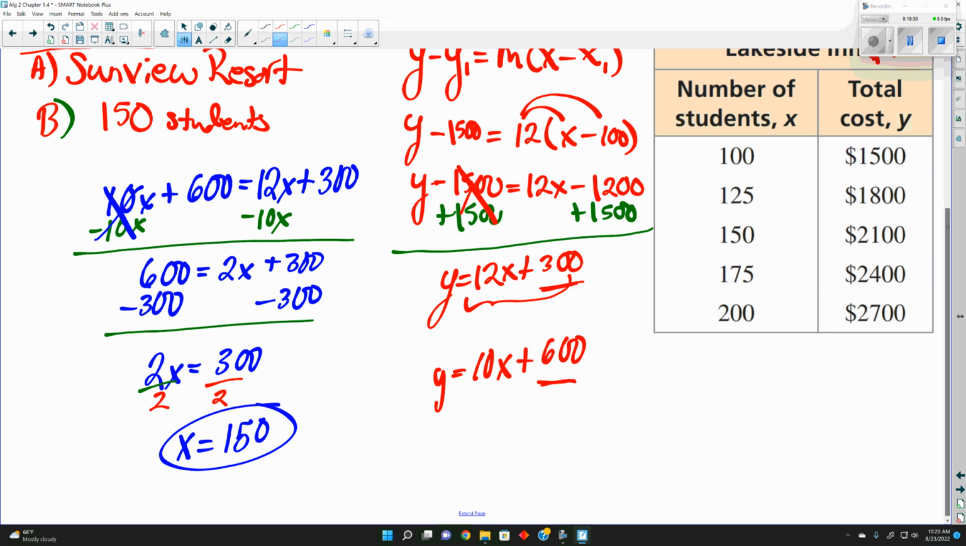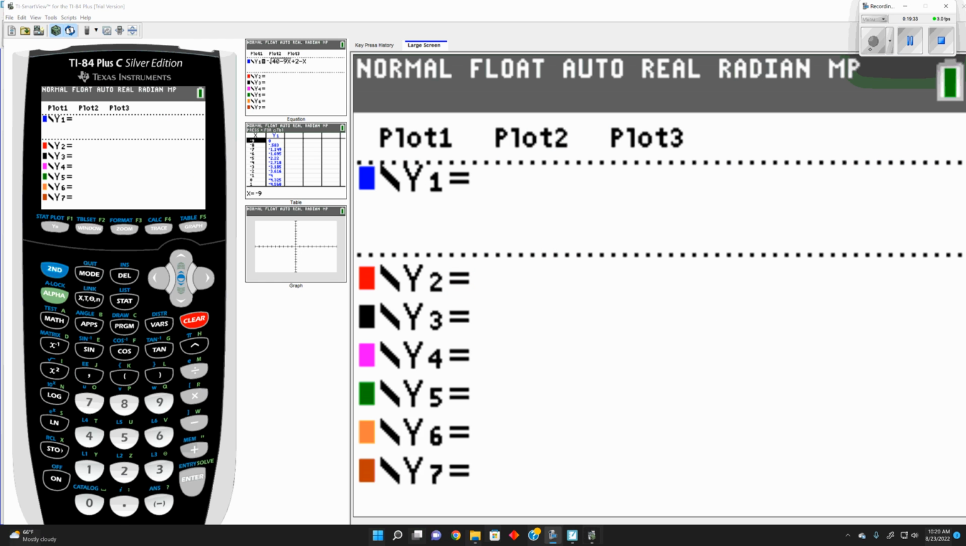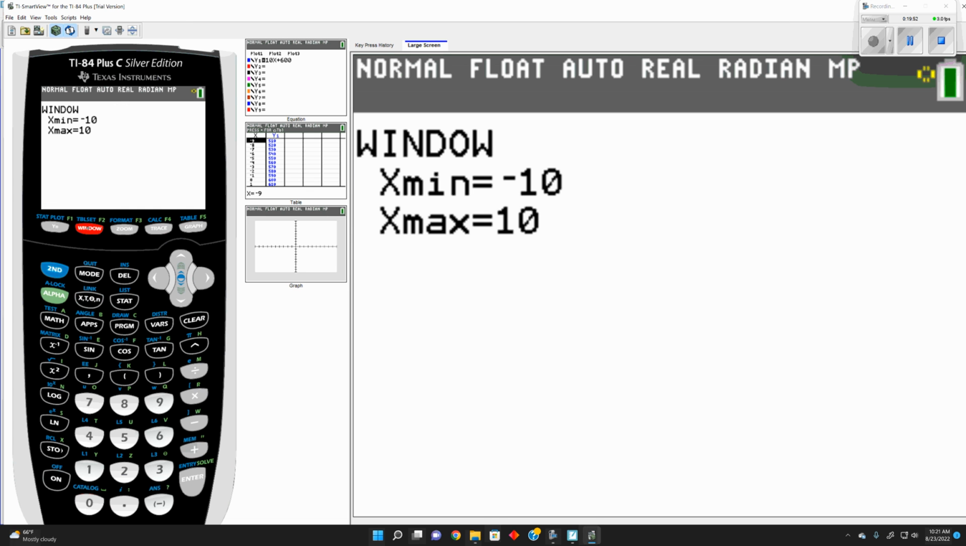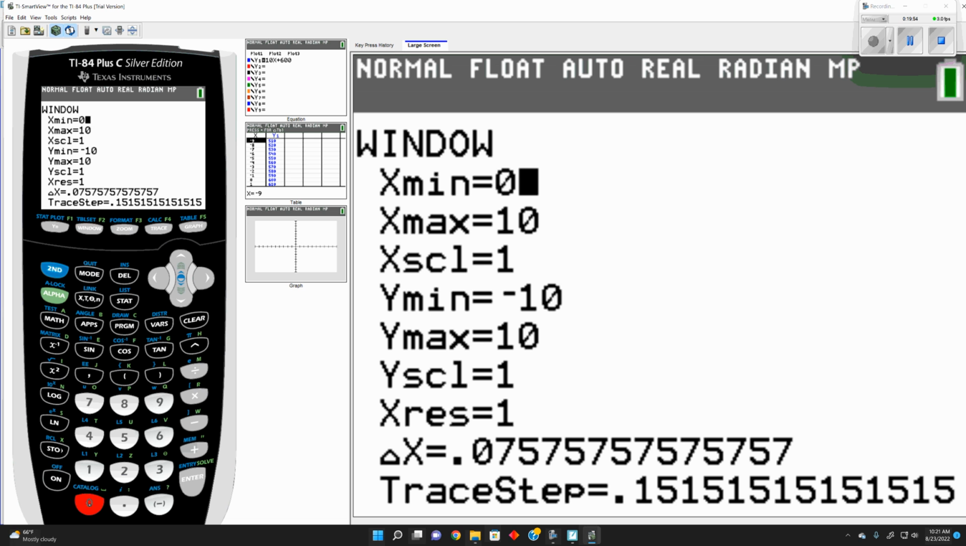Does that make sense? Kind of, sort of. So we can graph these here. So our first equation was 10x plus 600. That was the first equation we had, yes? The other equation we had was 12x plus 300. Now for this one here, we have to mess with the window a little bit.